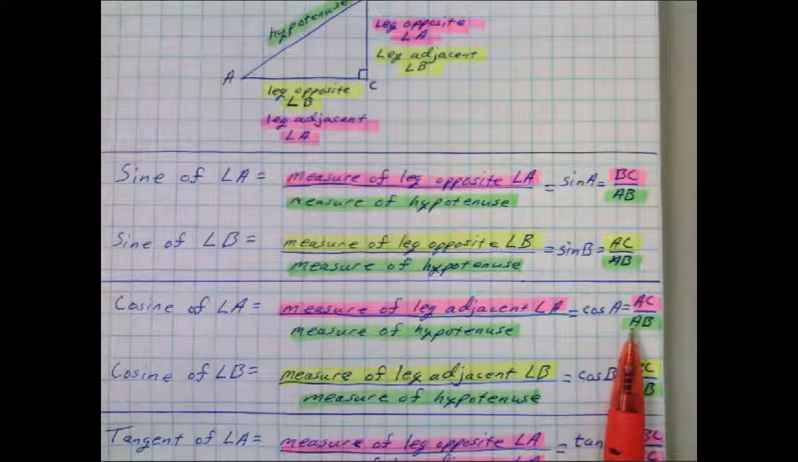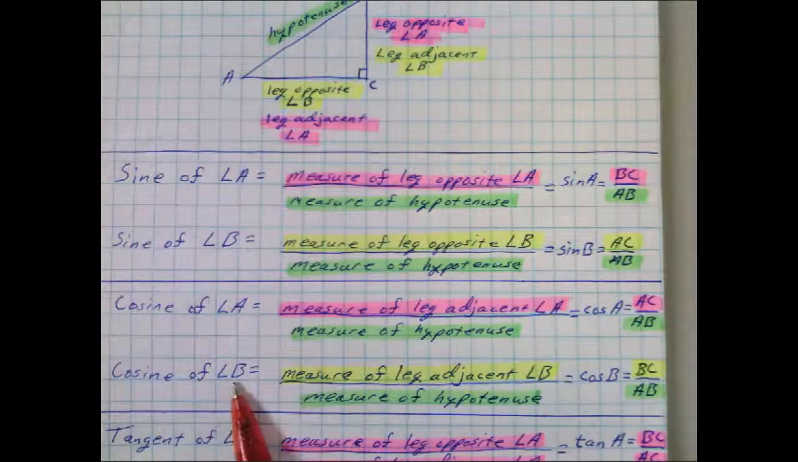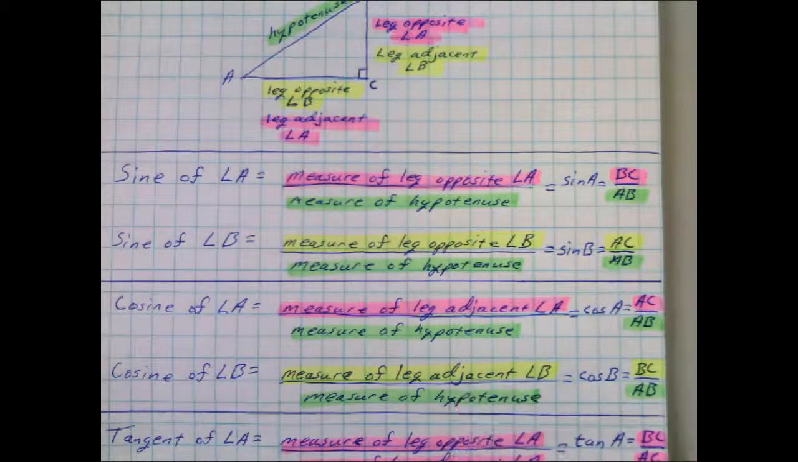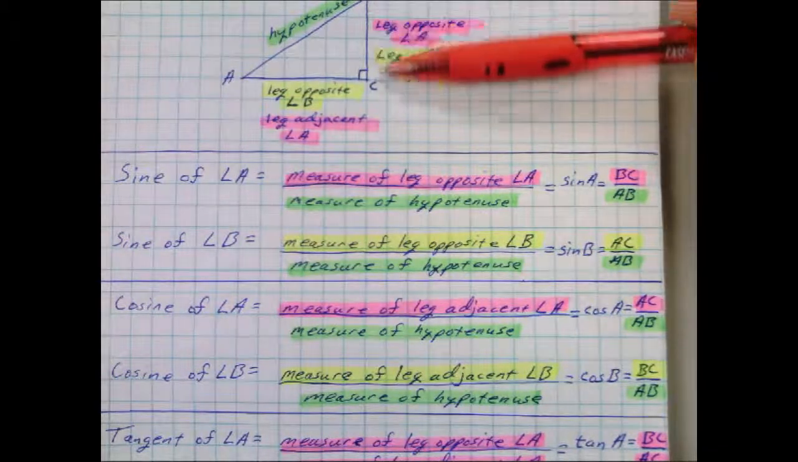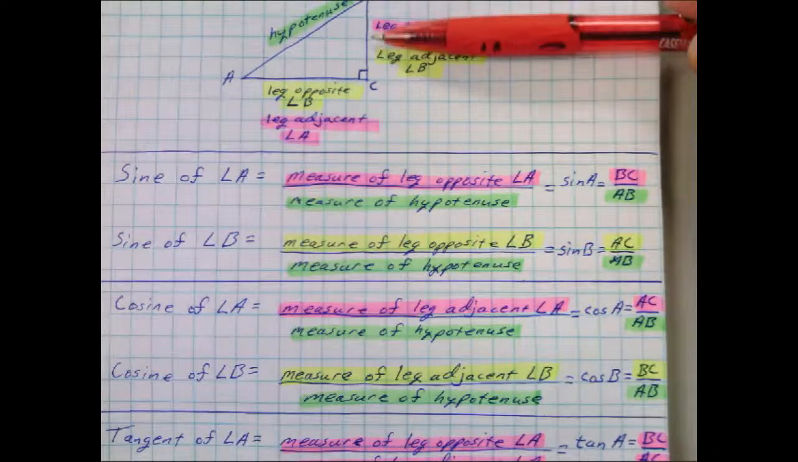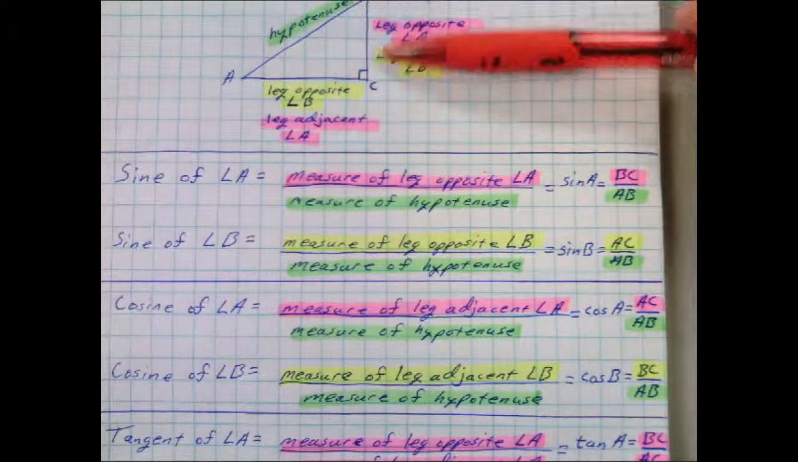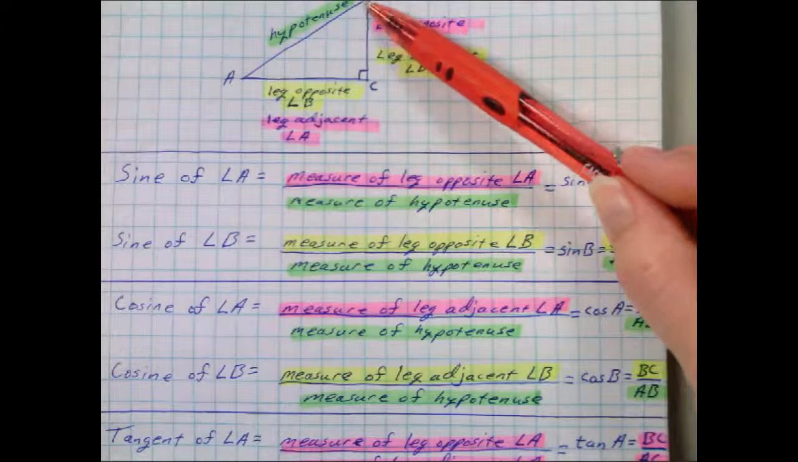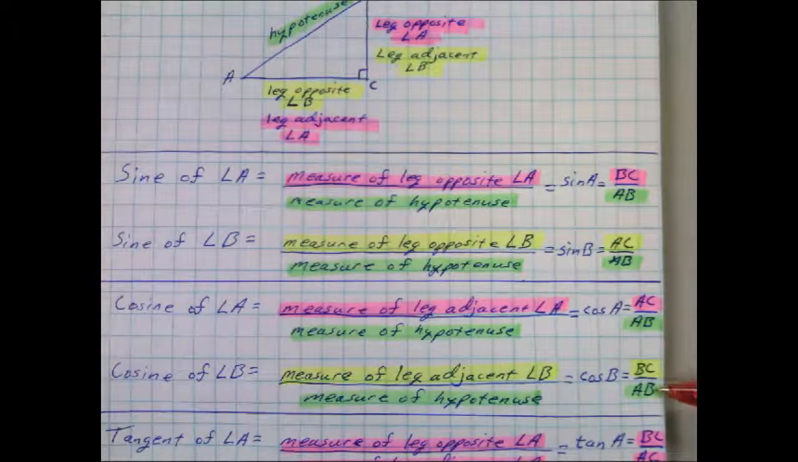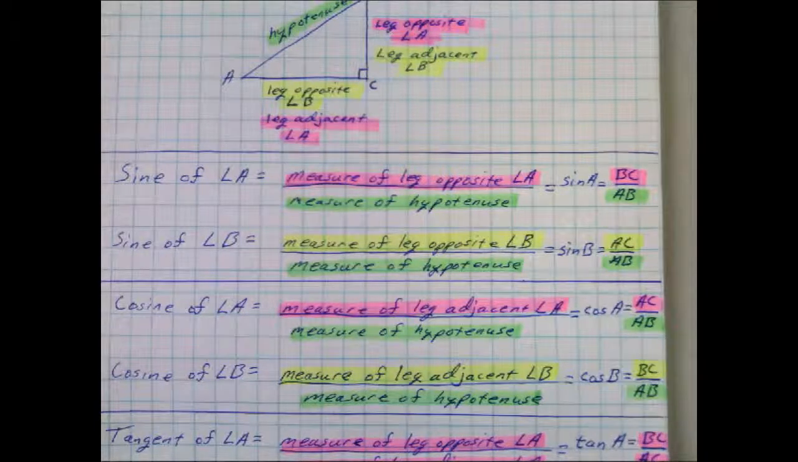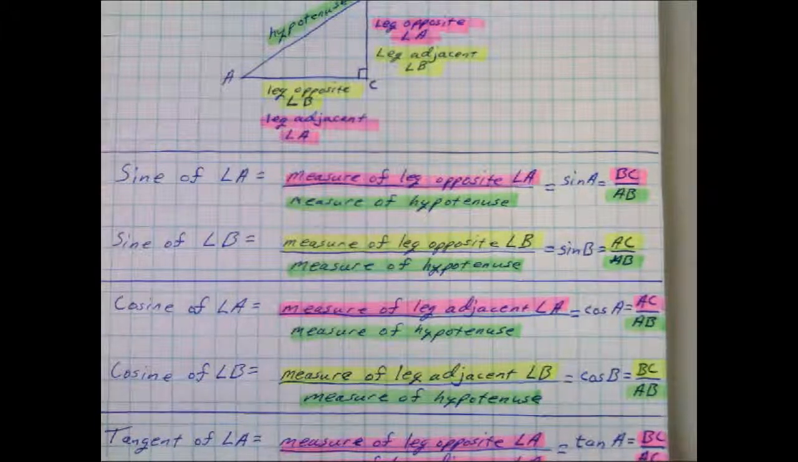For cosine of angle B, we're taking the measure of the leg adjacent to angle B, so we're going to be over on this side. We want the one adjacent to angle B, and still the hypotenuse. So it's going to be BC divided by AB. Okay, and then the last piece is tangent.